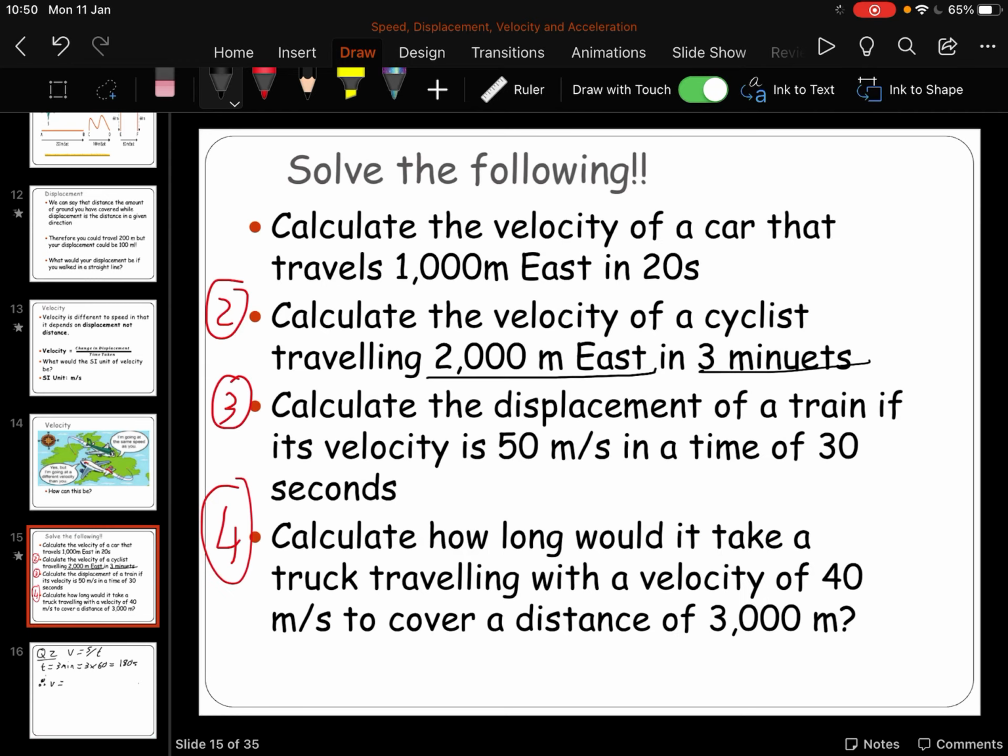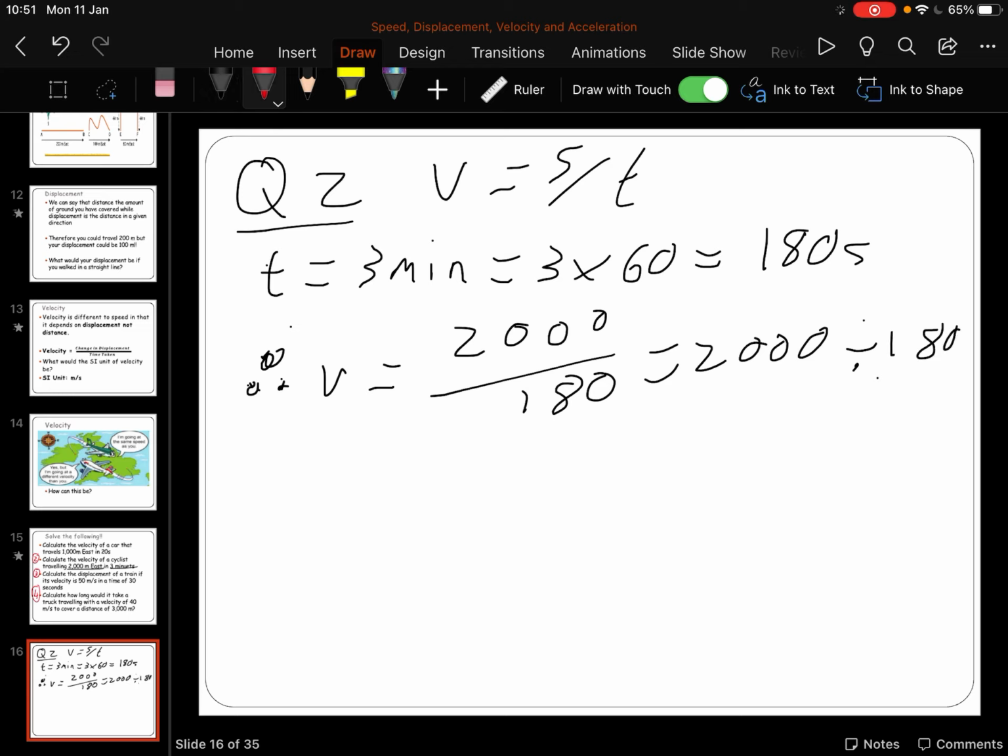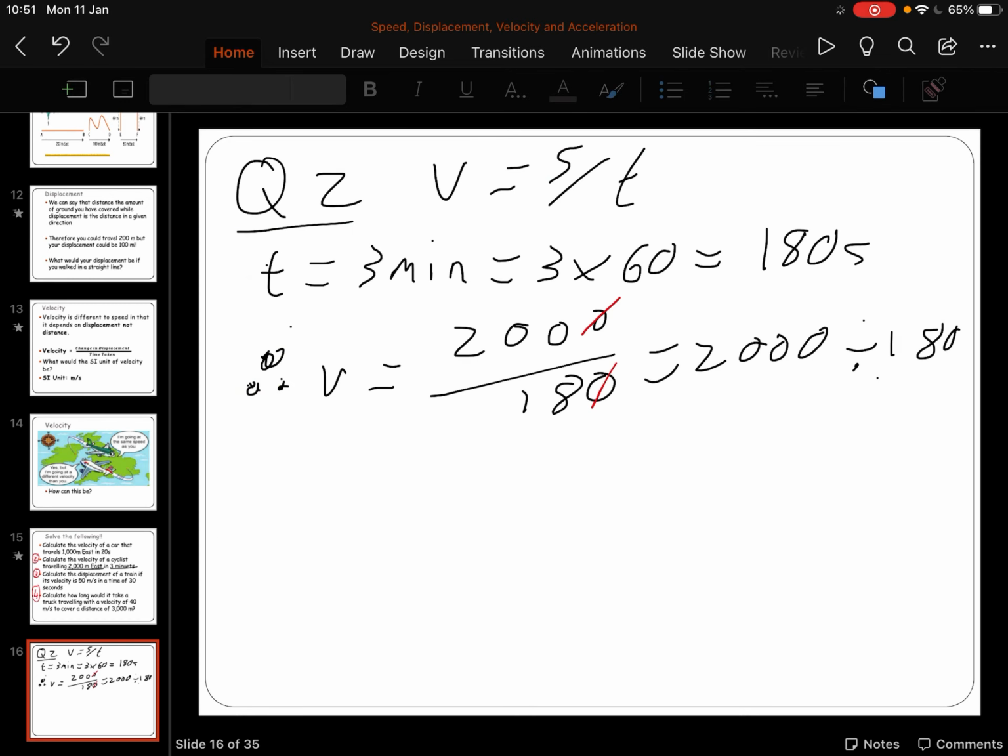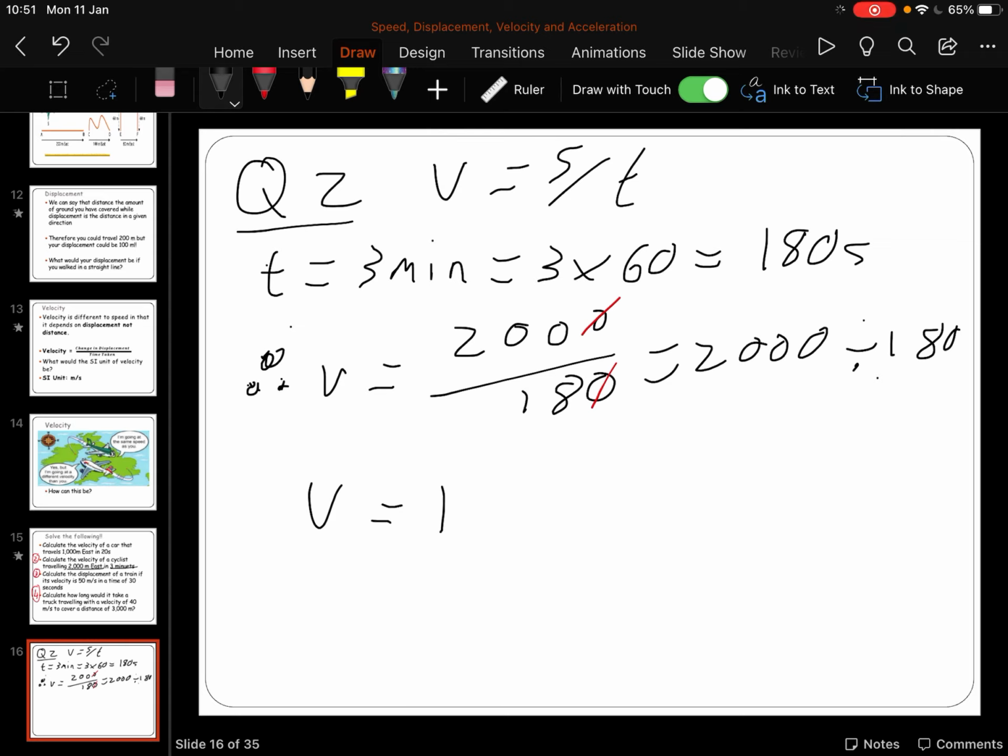So therefore, that's what the 3 dots means. It just means therefore. V equals, what was the distance? 2,000 meters. 2,000 over 180, which is 2,000 divided by 180. So the zeros will cancel there, so you're left with 200 divided by 18, which should give us a very weird number. That gives us 11.11 meters per second. So our velocity is 11.11 meters per second.